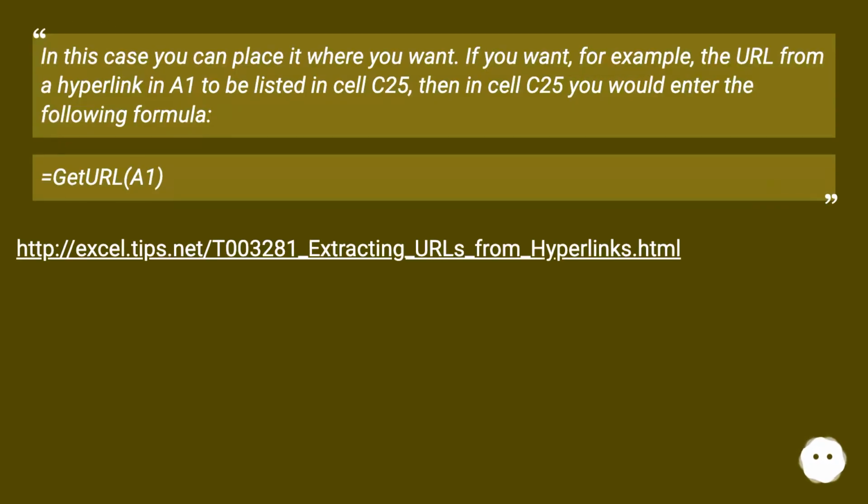In this case, you can place it where you want. If you want, for example, the URL from a hyperlink in A1 to be listed in cell C25, then in cell C25 you would enter the following formula, equals gatal A1. This URL.